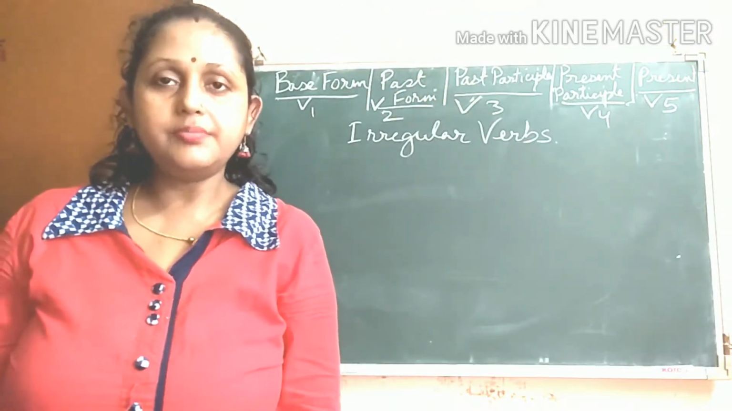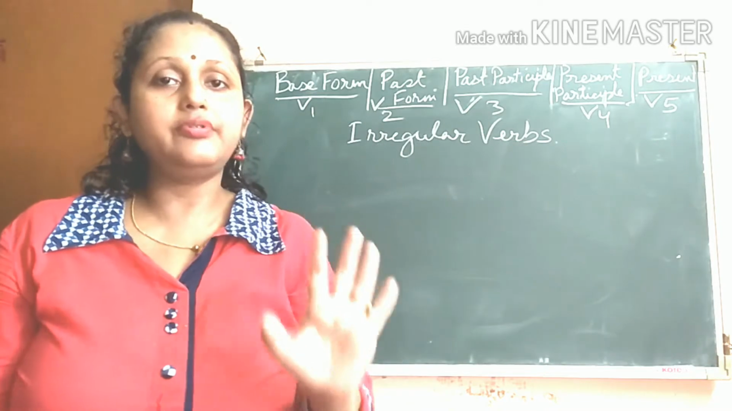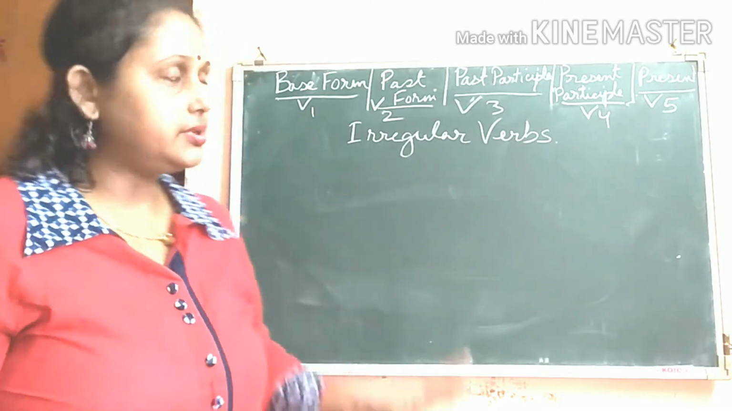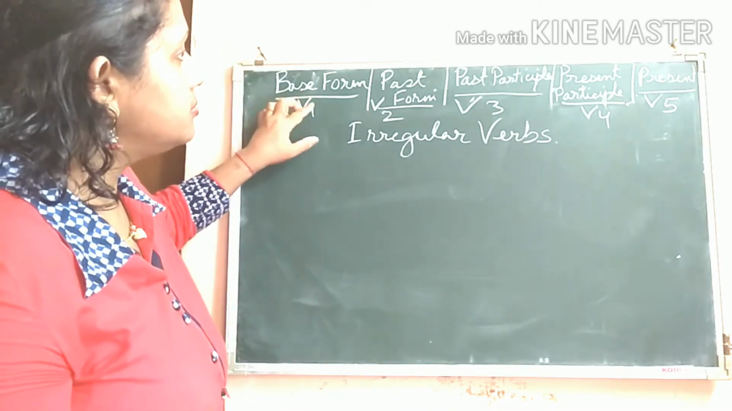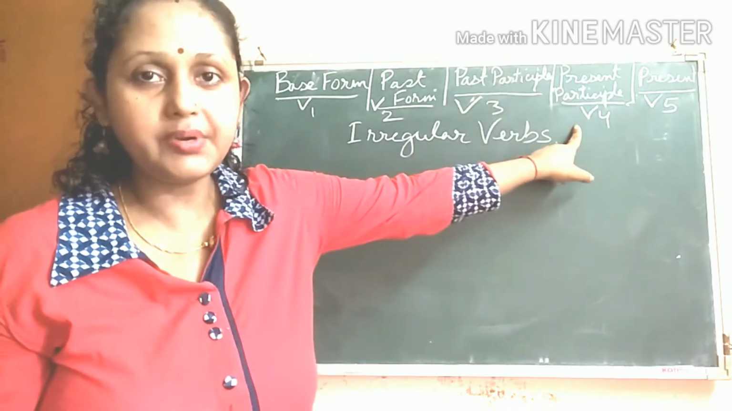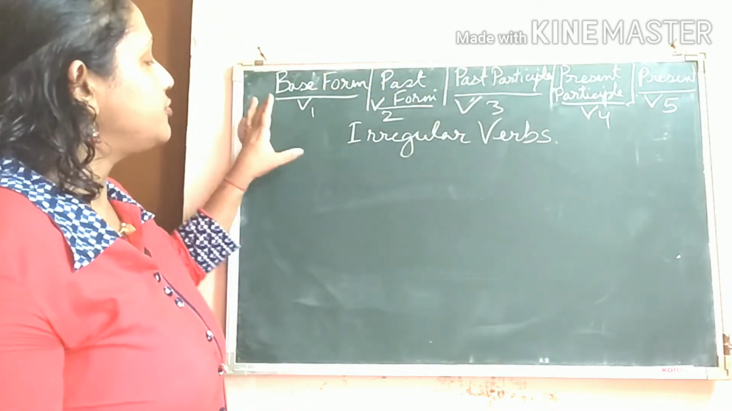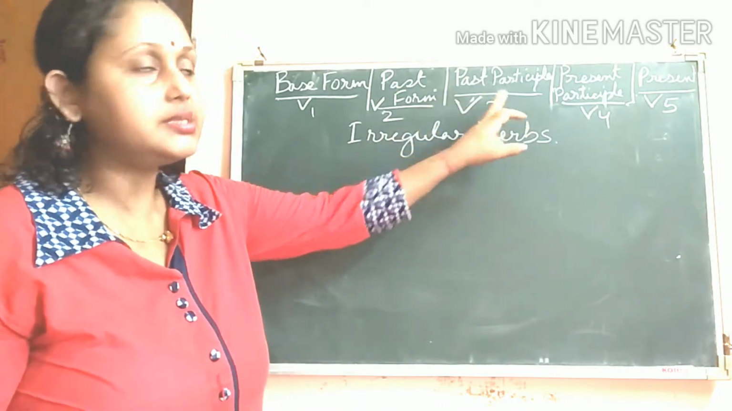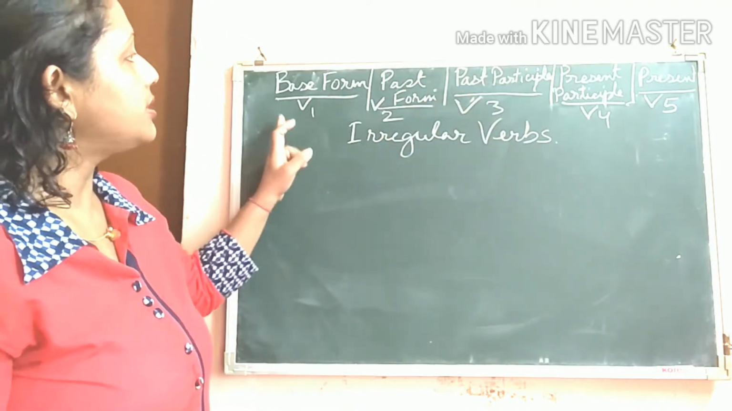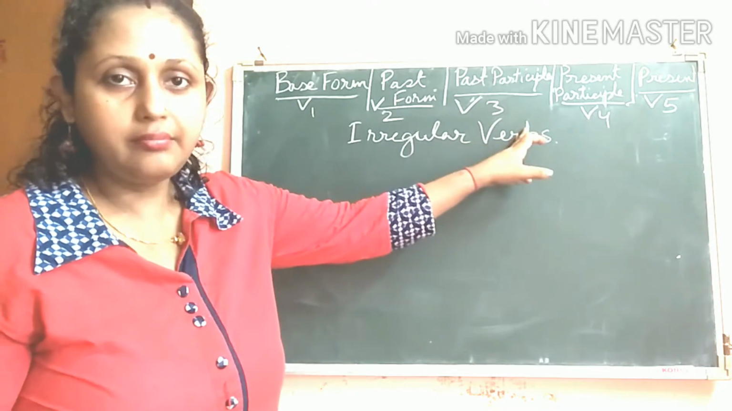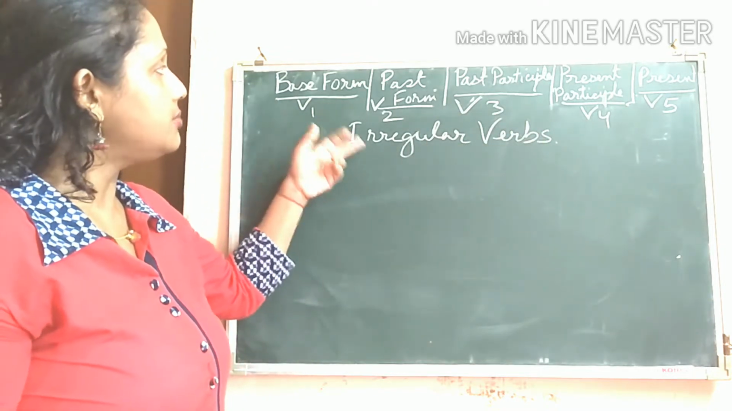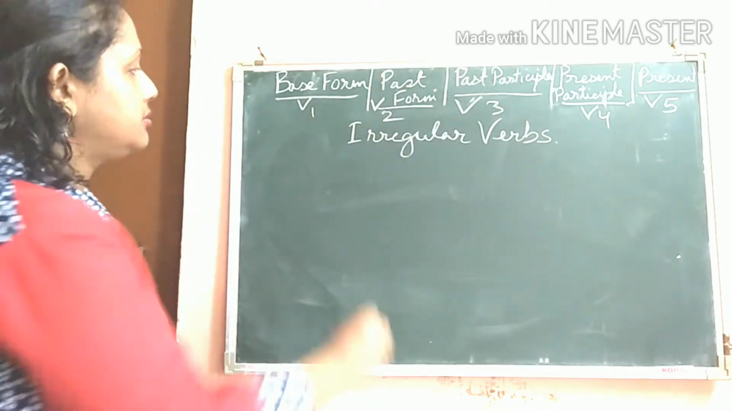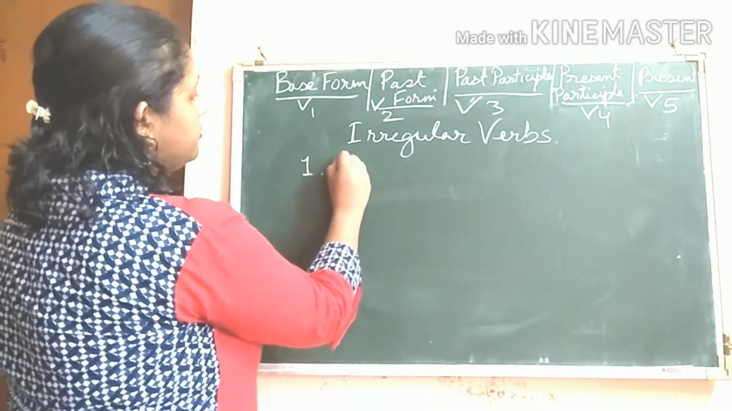In irregular verbs, there are 4 different categories. For example, the base form is same with the present participle. Sometimes the base form, the past form and the past participle are same, and sometimes 2 are same and sometimes all 3 are different.